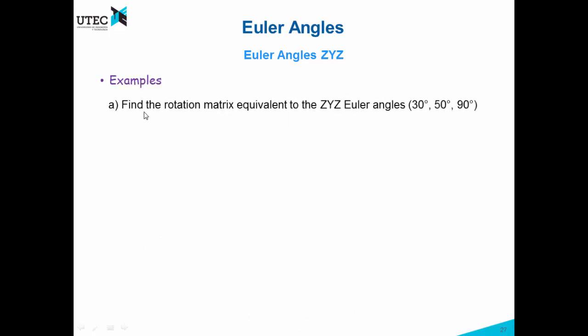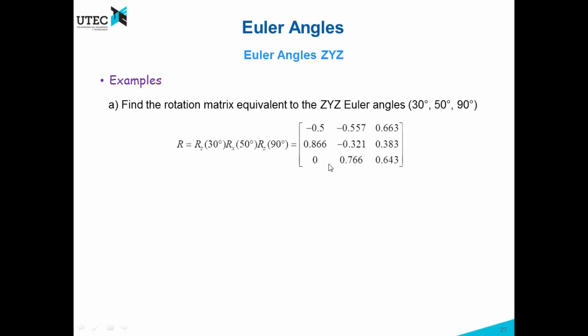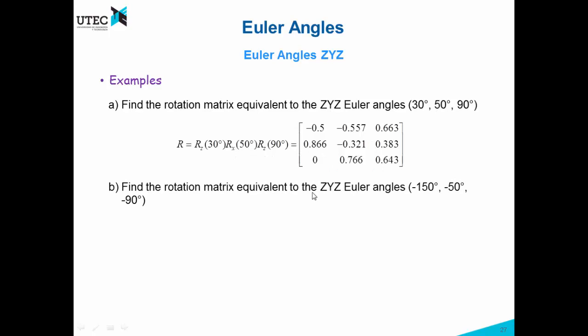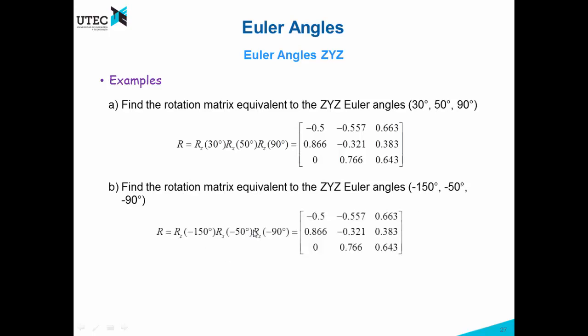Let's see an example. We want to find the rotation matrix equivalent to these zyz Euler angles. So you can just apply the definition: the rotation about z of 30, about y of 50, about z of 90. You get the matrices for each of these elements, you multiply and you get this result, which is the equivalent rotation matrix. Now we want to find the equivalent rotation matrix to the zyz Euler angles shown here. If you do the same procedure, at the end you will end up with exactly the same matrix.